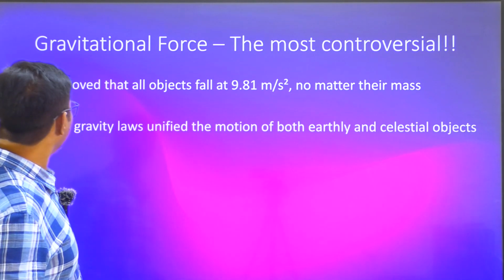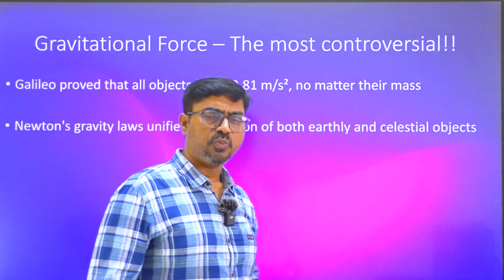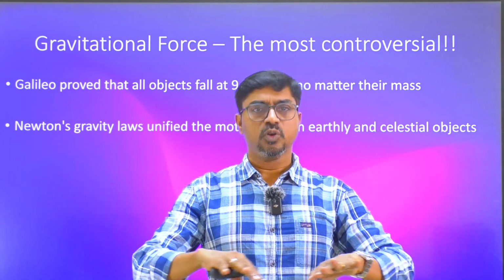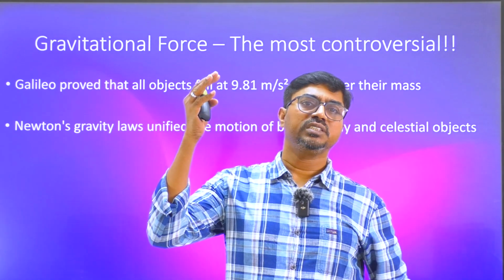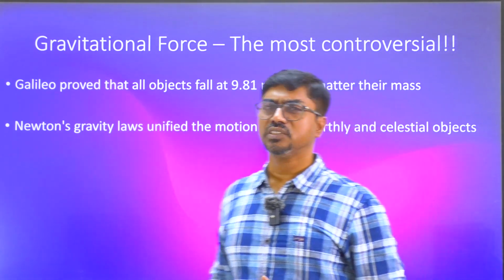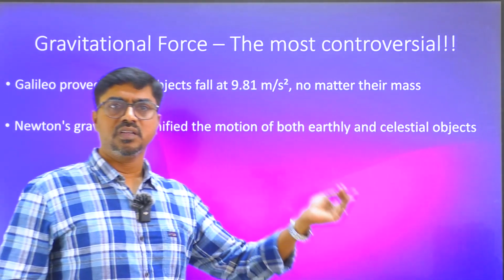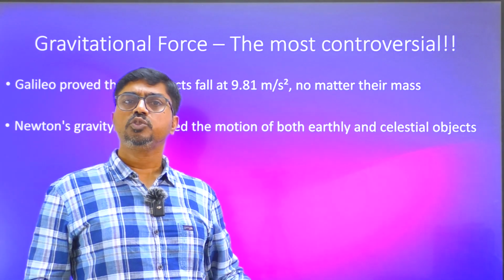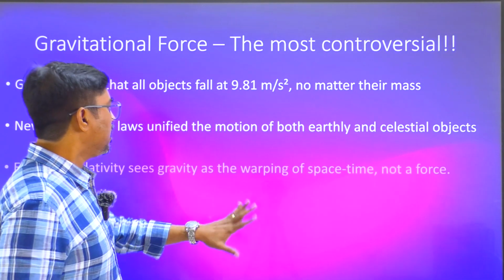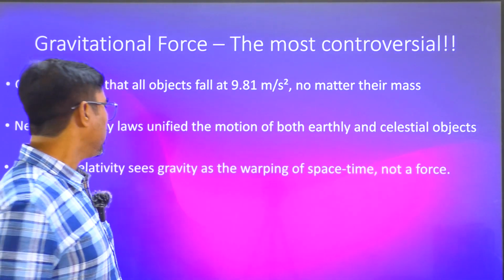And then comes Newton's law of gravitation. Before Newton, there was a perception that earthly objects follow certain rules and heavenly objects follow godly rules, so they were not to be mixed up. But Newton said whether it is a celestial object or an earthly object, all of them should follow the same laws, laws of motion and laws of gravity. And that way he was able to unify everything together.